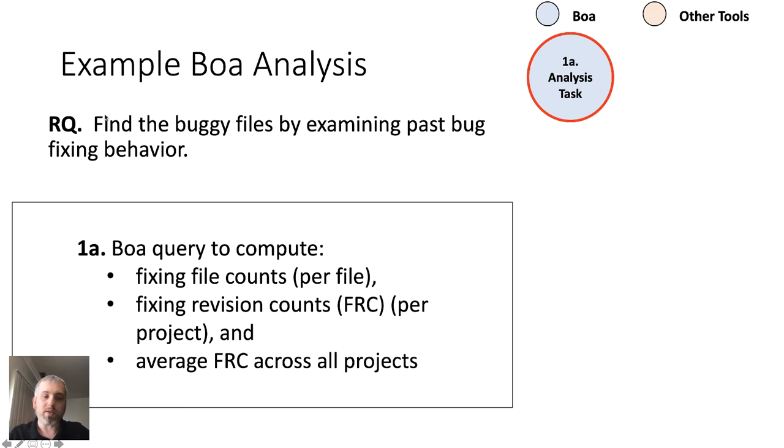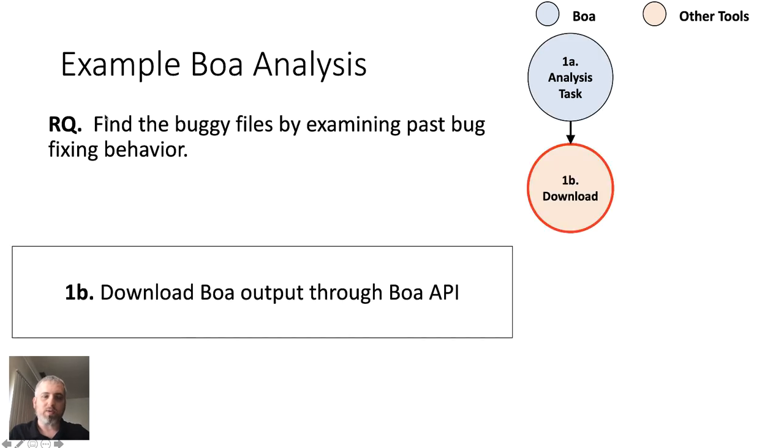First is the fixing file counts, and this is per file. This is very similar to the code that I showed previously. Second thing is the fixing revision counts, or the FRC. This is actually going to be computed per project, and it's the total number of fixing revisions in that project. And then we need to know the average fixing revision count across all of the projects. Once we have that, we can then go download that Boa output. We can use something like the Boa API, or if we want to, we can go to the website and just download it from there.